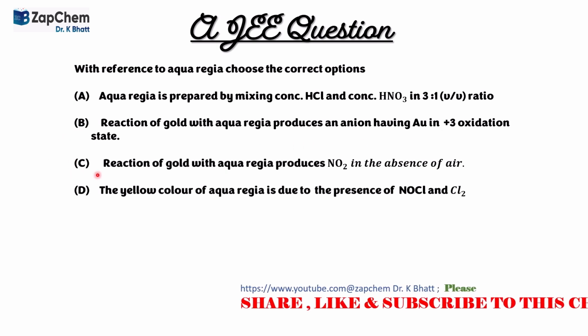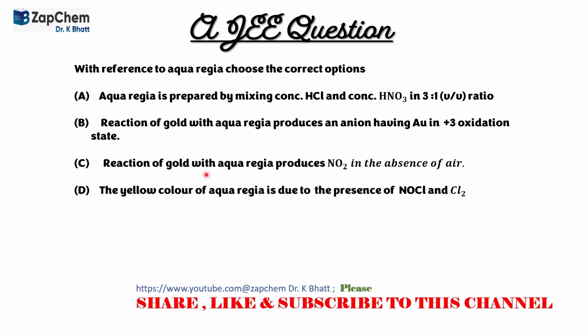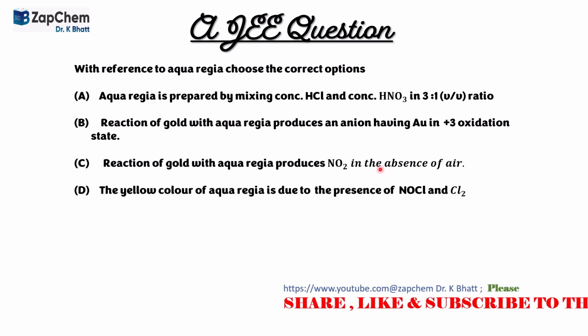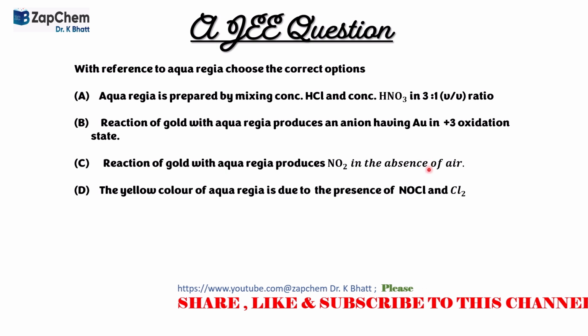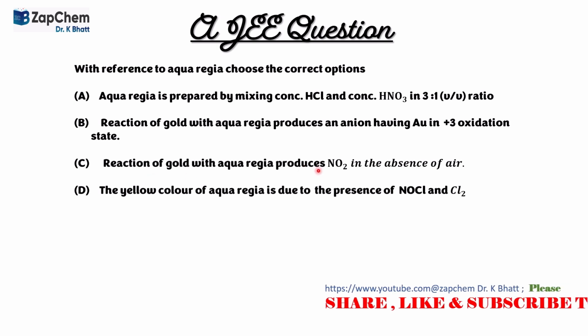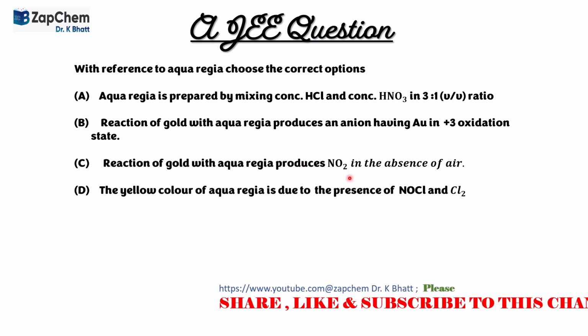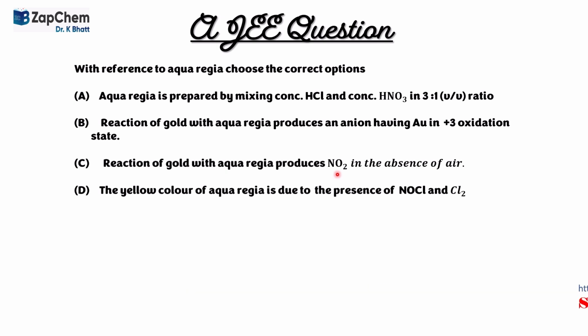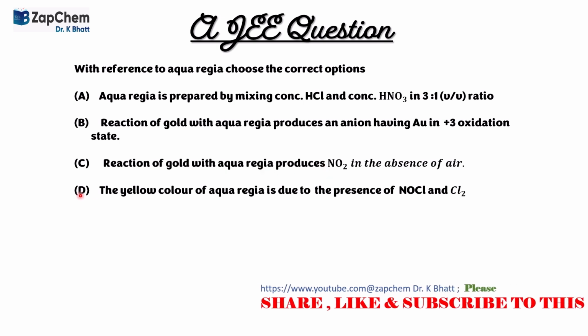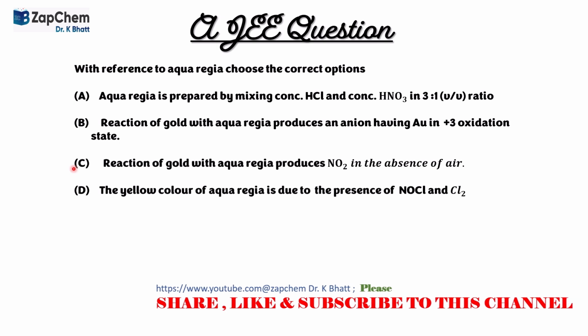If we move to option C, we find reaction of gold with aqua regia produces NO2 in the absence of air. Now you have to mark the words absence of air. In absence of air, when the gold reacts with aqua regia, you cannot get NO2. That is the higher oxidation state of nitrogen. Rather, we get nitric oxide, NO, and therefore option C is incorrect.